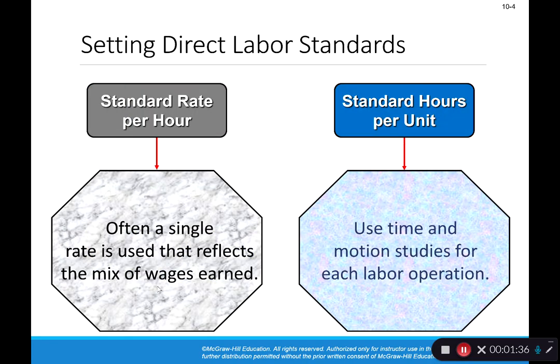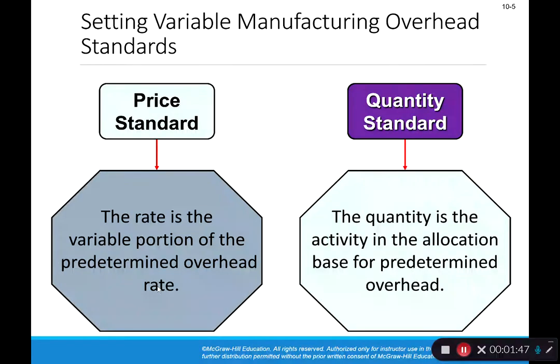For direct labor, there'll be a standard rate per hour that we expect to pay our employees, as well as a standard number of hours that we think they're going to take to put the product together. And then for variable overhead, we're going to have a price standard, which will be the rate for the variable portion of the predetermined overhead rate. So it's the variable part of the POHR, the predetermined overhead rate. And then the quantity standard would be the quantity of the driver or allocation base, usually direct labor hours, but it could be direct labor dollars or machine hours. It's whatever the driver is for that overhead.